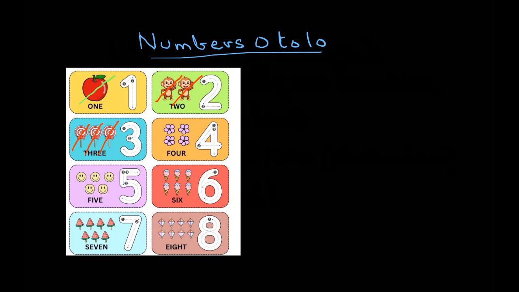Now please note I'm always counting the denomination. By denomination, I mean I never say one, two, three. I'm always counting objects. So I've said one apple, two monkeys, three lollipops. And there's a reason for it, and we'll go through the reasons. But let's first go through how to count.